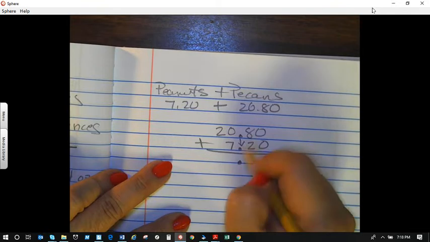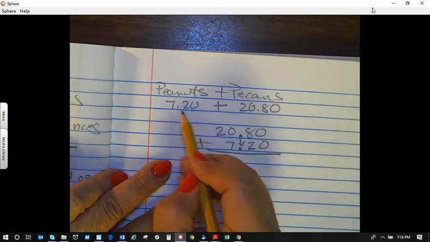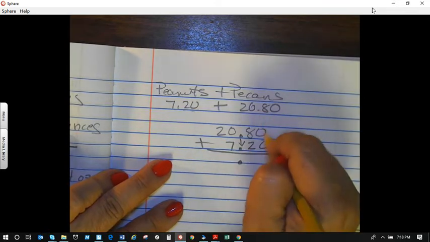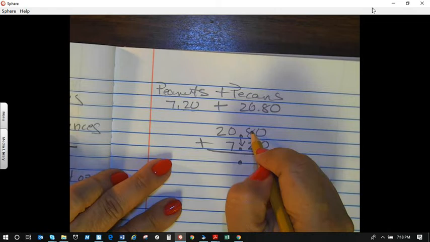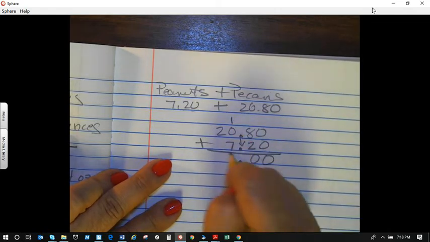So I've lined up everything. I have 2 decimal places to the right, or two digits, tenths and hundredths to the right of the decimal, and only 1 whole number here. So I'm lining those up. 0 plus 0 is 0. 8 plus 2 is 10. Carry my 1. 7 plus 1 is 8 and 2.